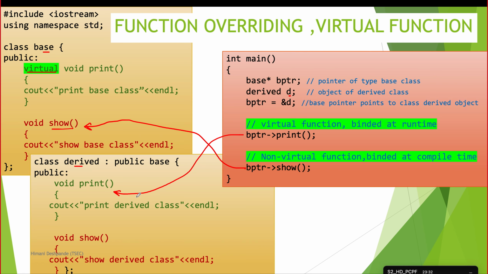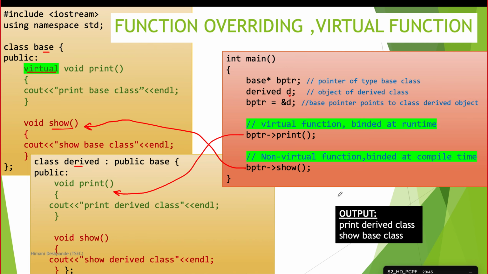Instead of that, what happened? Print of derived was called. And when we are talking about the show function, the show of base class was not virtual, that's why the show of base class is called. So this is what you're going to get as the output. First will be the call to the derived class function, and second will be the call to the base class function. So this is how the keyword virtual will make a difference when we are using the pointer of the base class. I just hope this is clear to you.